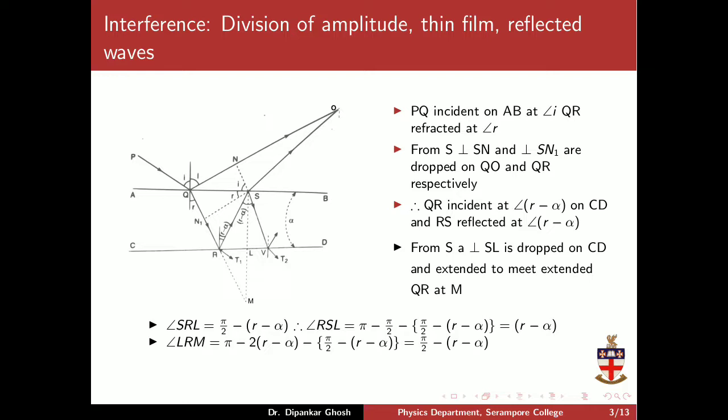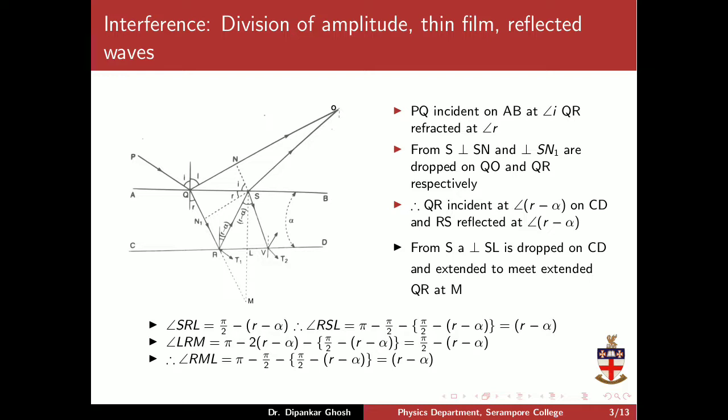Now I want angle LRM. Angle LRM is what? From SRM, I need to subtract angle SRL. What is angle SRL? Angle SRL is nothing but pi by 2 minus (r minus alpha). This is what we have seen in the previous line. So angle LRM is pi minus 2(r minus alpha) minus [pi by 2 minus (r minus alpha)]. So it is pi by 2 minus (r minus alpha). If angle LRM is pi by 2 minus (r minus alpha), then obviously angle RML is pi minus pi by 2 minus [pi by 2 minus (r minus alpha)]. That is, angle RML is also r minus alpha.